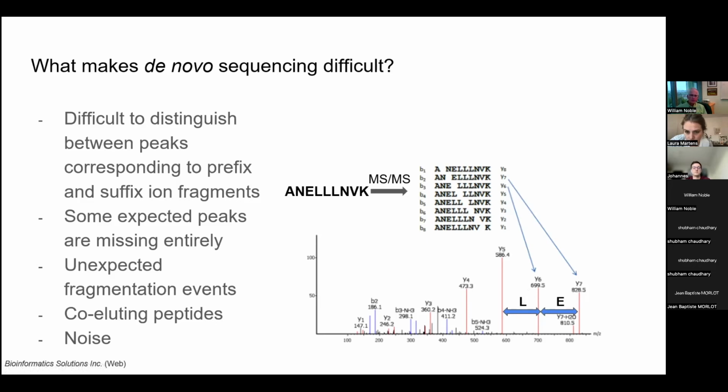But the problem is sometimes these fragmentation events don't occur, so some of these peaks are missing. Sometimes there are unexpected fragmentation events where it fragments at different locations along the backbone, or the peptide can fragment but then lose an additional molecular group, like a water group or ammonia group, and then you get a slightly different molecular mass for the fragment. And then you can also have co-eluting peptides that contribute additional peaks that can distract you, and of course, just noise in the data. So all of that makes sequencing one of these real spectra challenging.